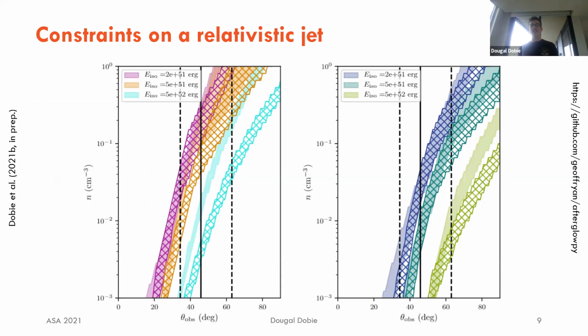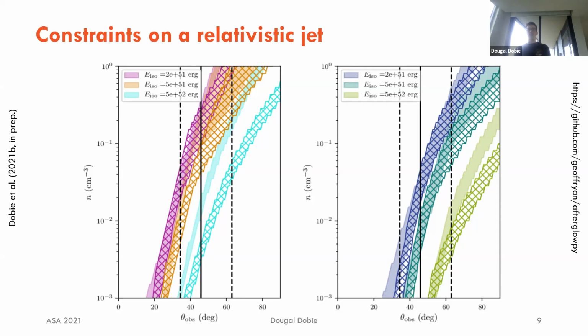So this plot's slightly different. I've got the properties of a Gaussian jet on the left and a top hat jet on the right. And basically, we can rule out the parameter space to the upper left of the hatched regions there, with the width of those regions just corresponding to the uncertainty in the distance estimates to the merger.